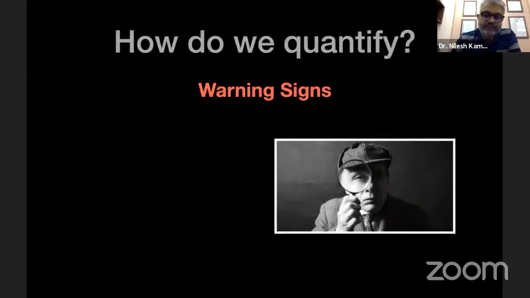So when we see a patient in our outpatients, how do we quantify? Well, you need to look at the warning signs. We all know that your eyes will see what your mind knows.